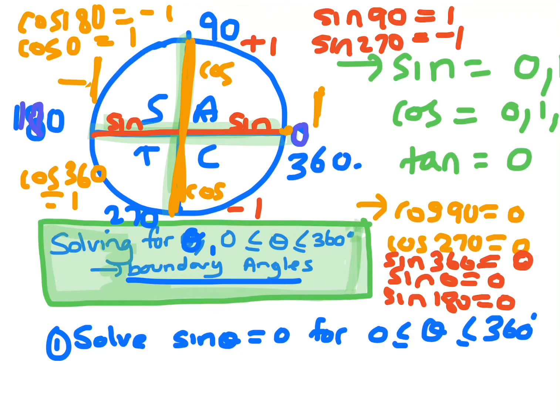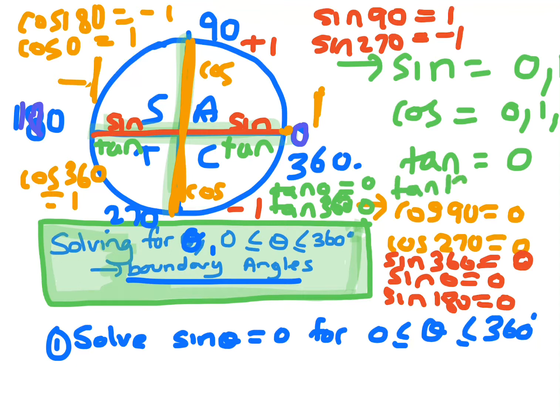One other thing, tan. Now tan follows the same pattern as sine. Tan of 0, you'll find is 0. Tan of 360 is 0, and tan of 180 is 0. Exactly like the sine line.